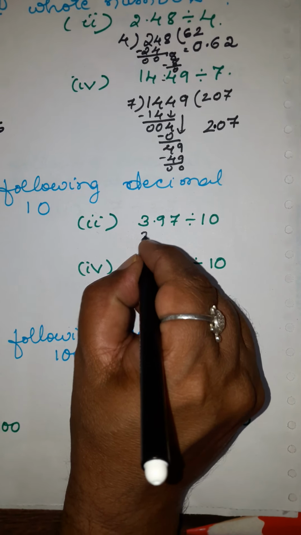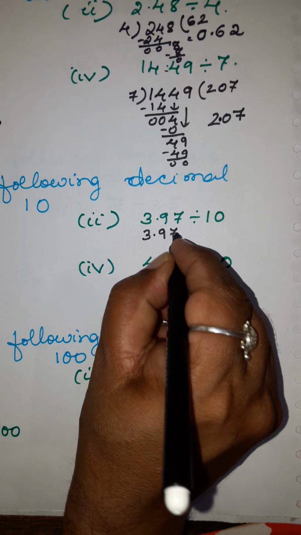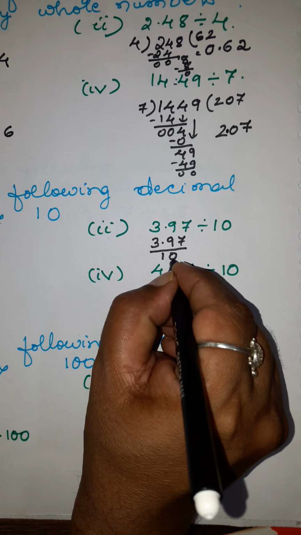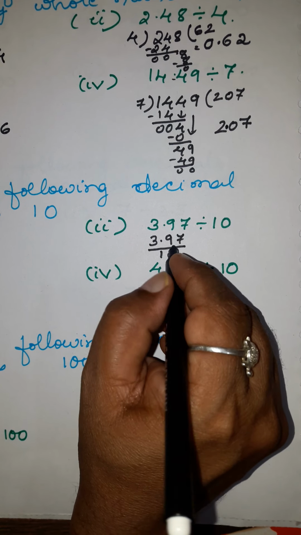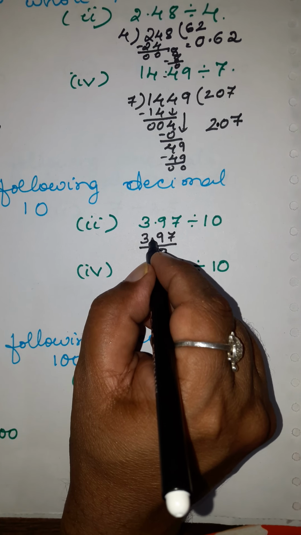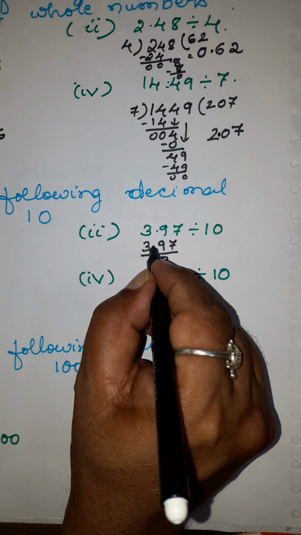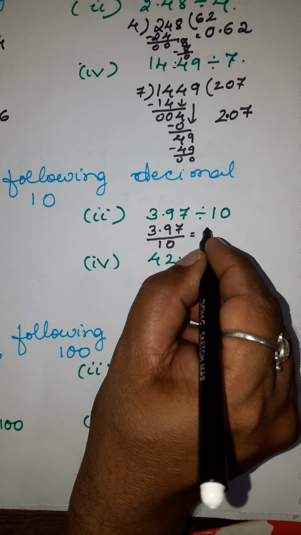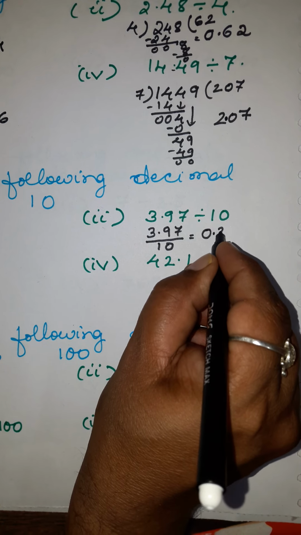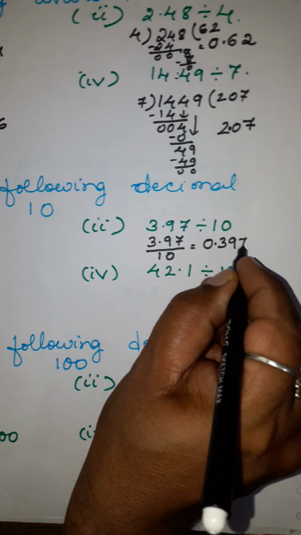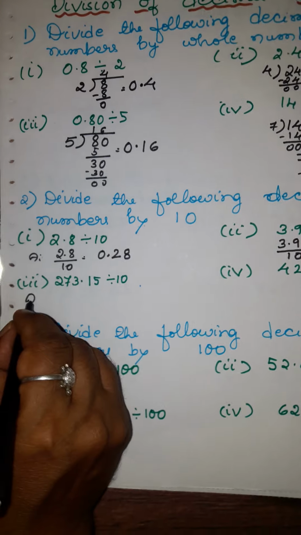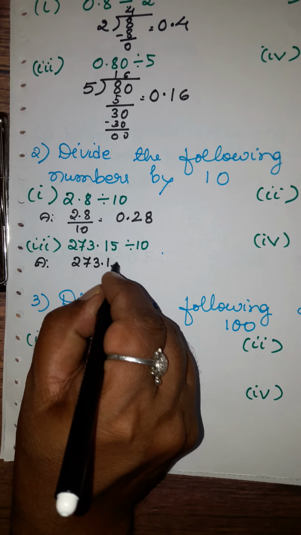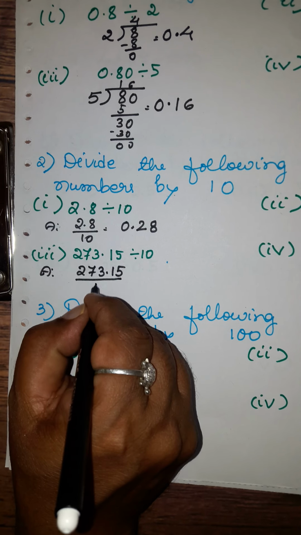Here also, 3.97 divided by 10. So in the denominator after 1 we have 1 zero. That means you have to move the decimal point to the left by one place. So you'll get the answer 0.397.